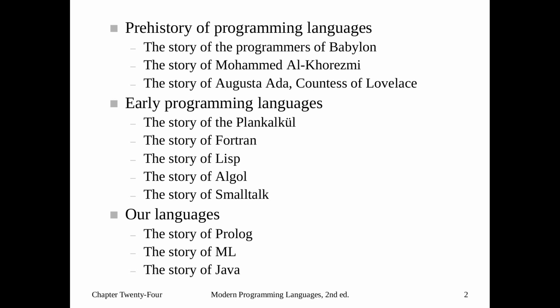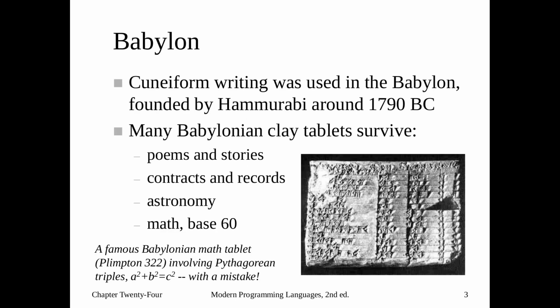And so the first thing that we want to talk about is the story of Babylon, right? Way back in the day, 1790 BC, they were using cuneiform. Cuneiform is essentially a way of writing that was based on a variety of different, sort of triangular-looking marks that, when put together, formed language.